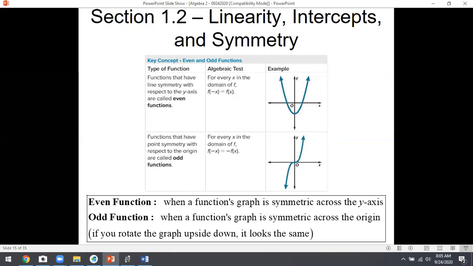You got a calculator? If you want to check something's odd real quick, just graph it, take your calculator, flip it upside down. If it's the exact same picture, it's odd. That's cute to know too. Okay, so that's kind of all the symmetries here.